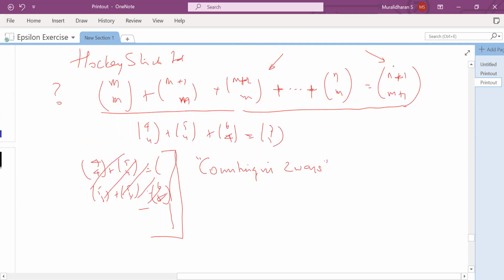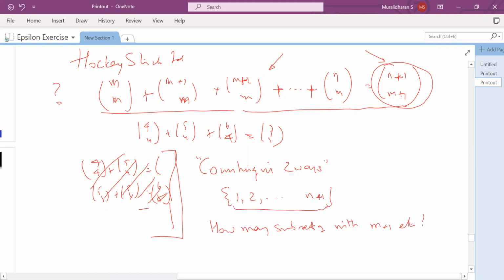Now let's look at the right hand side. Can you find a quantity which will be equal to the right hand side? What is this n plus 1 choose m plus 1? Suppose I start with the set 1, 2, etc., up to n plus 1. How many subsets of this set have m plus 1 elements? I have totally n plus 1 people, out of which I have to choose m plus 1, so the number of ways is n plus 1 choose m plus 1. So I have already counted this one.